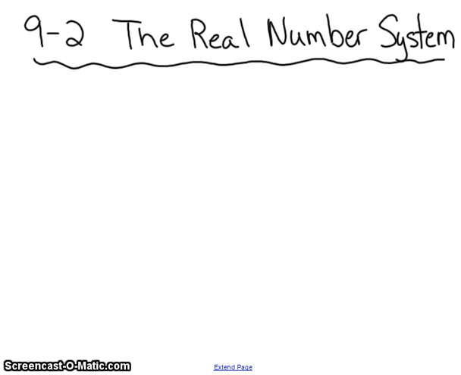Okay, today we're going to be talking about Chapter 9, Section 2 on the real number system. When we're working with the real numbers, we are going to be asked to do a few different things. The first of which is to either compare or order numbers that include radicals.